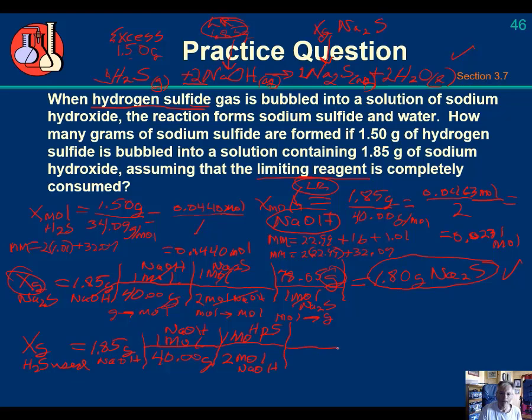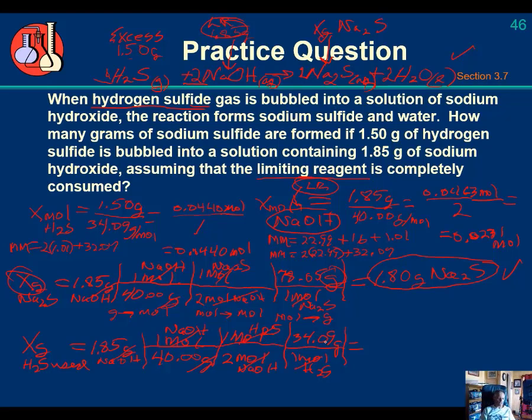And then 1 mole of H2S weighs how many grams? It weighs 34.09 grams. And we're figuring out how many grams of hydrogen sulfide that we used, completely consuming all of the limiting reactant, the sodium hydroxide. And so I'm just canceling units. We wind up with grams of hydrogen sulfide.